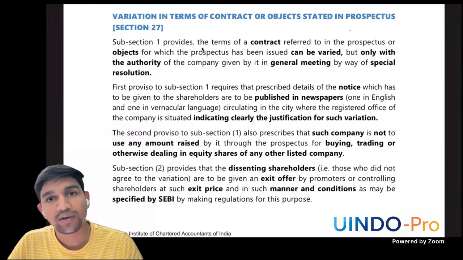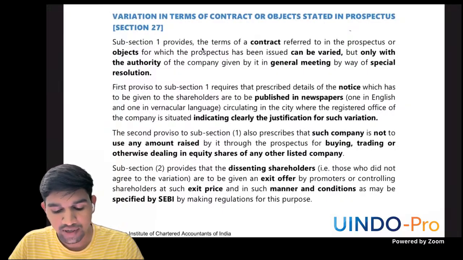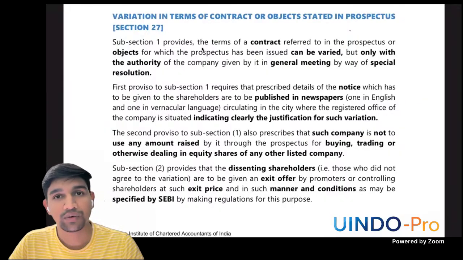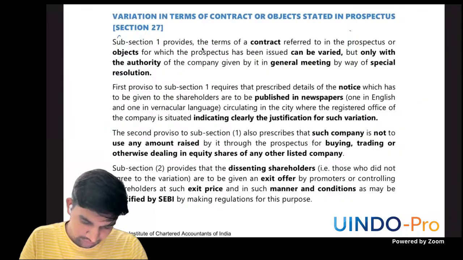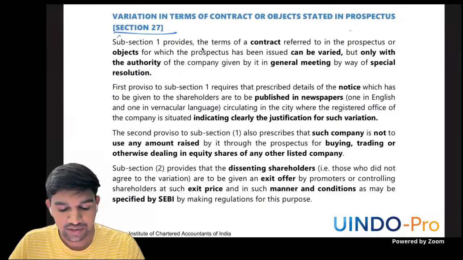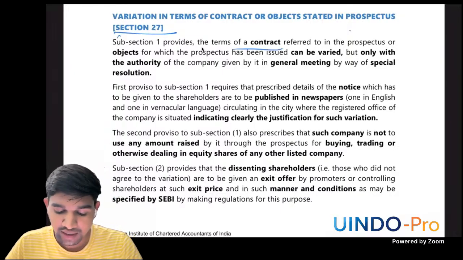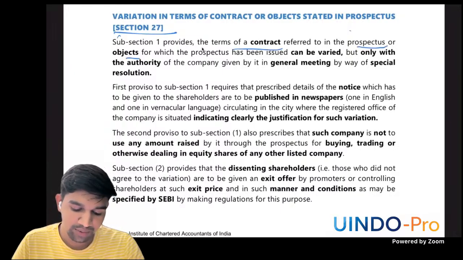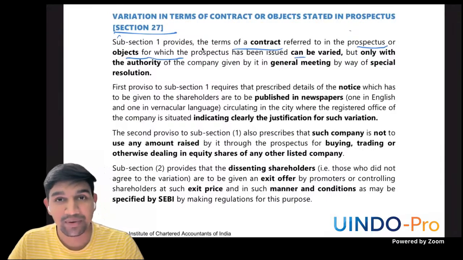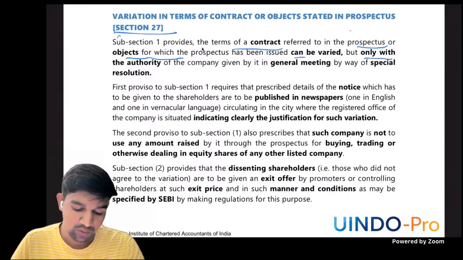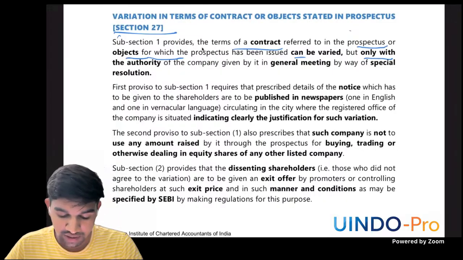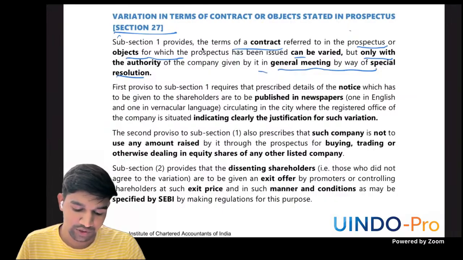Now we are going to learn the variation in terms of contract or objects stated in prospectus in Section 27. Section 27 deals with the variation in terms of contract or objects stated in prospectus. Subsection 1 provides that the terms of the contract referred to in a prospectus or objects for which the prospectus has been issued can be varied, but only with the authority of the company given by it in a general meeting by way of special resolution.